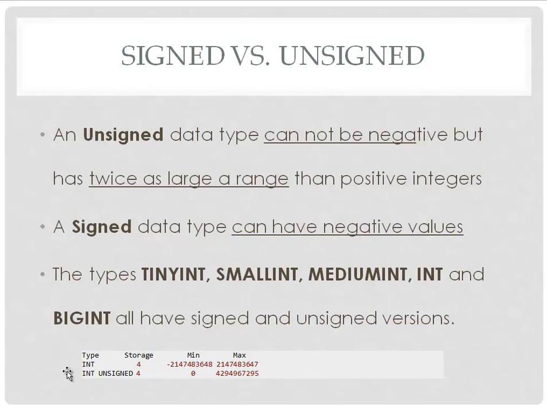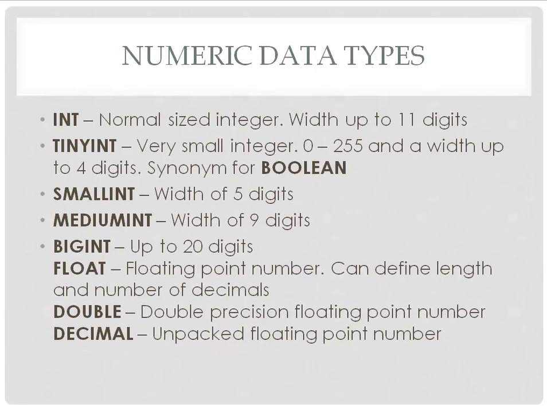And you can see down here we have an example. An int, which is by default signed, it can go from this number, which is a negative number, all the way to this positive number. If it's unsigned, then it can't have any negative numbers, so it starts at 0, but it goes to double the signed value. Okay, so I hope that's clear. Now let's get into the three categories.